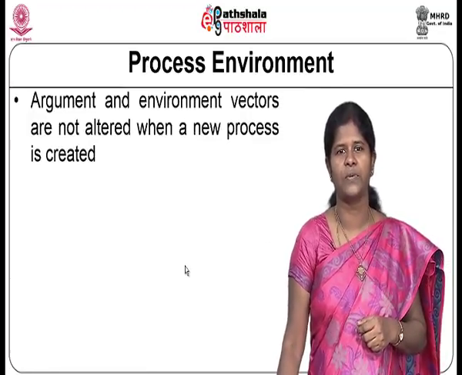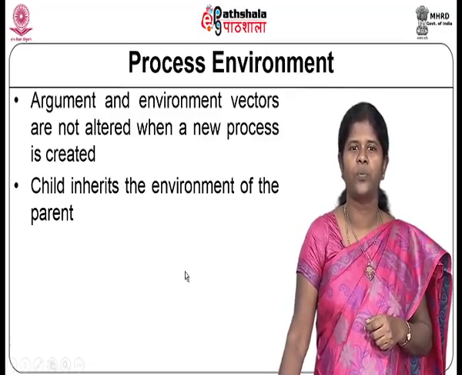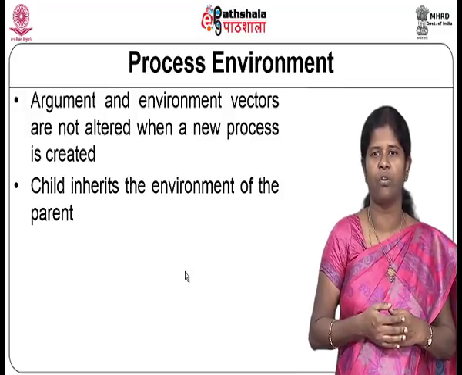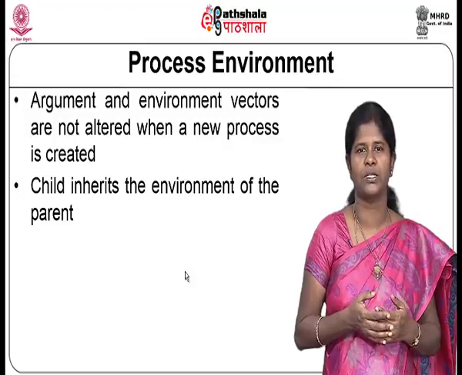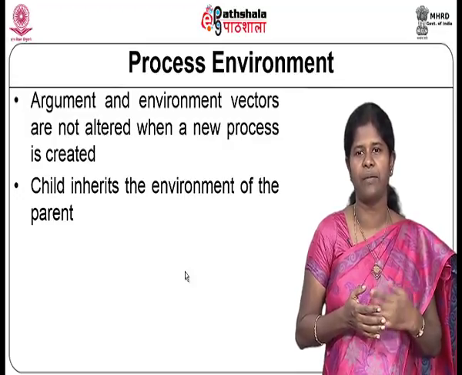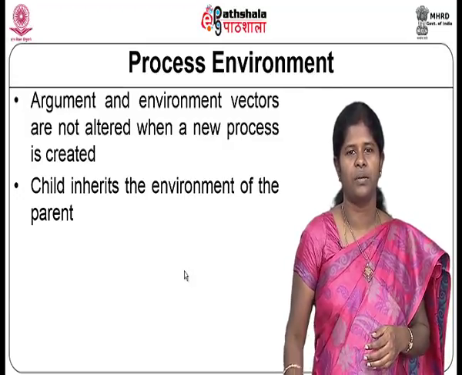So, the argument vector and environment vector are not altered when a new process is created. When you are using fork to create a new process, whatever is there for the parent process, the argument or the environment, will be the same for the new process as well, or the child will inherit the environment of the parent process.